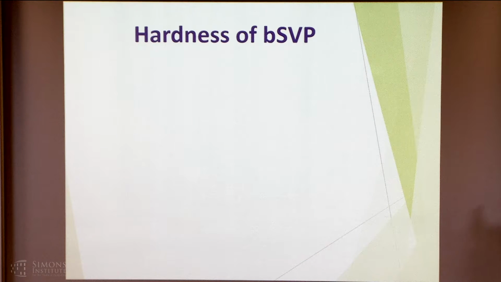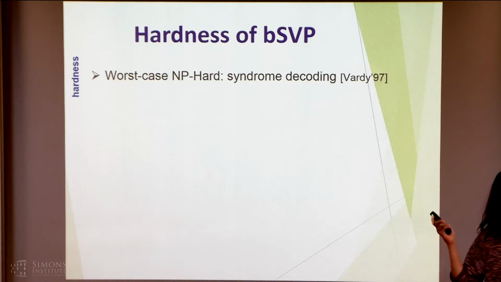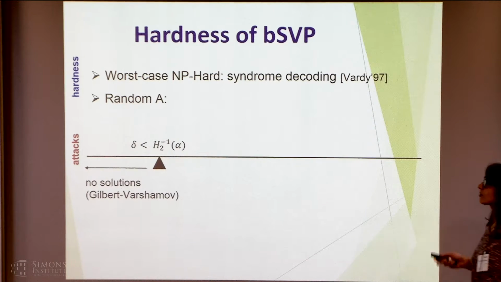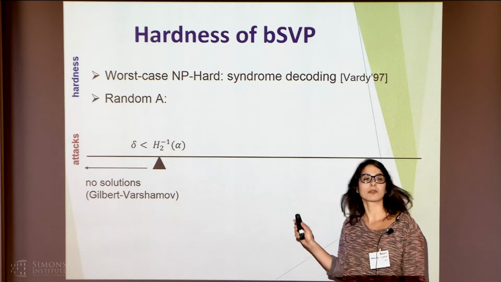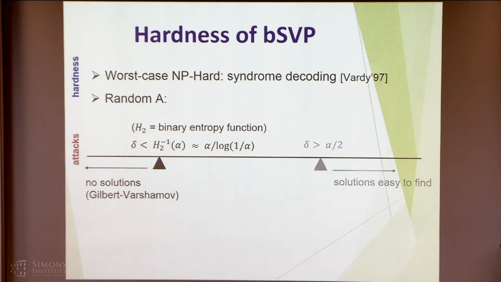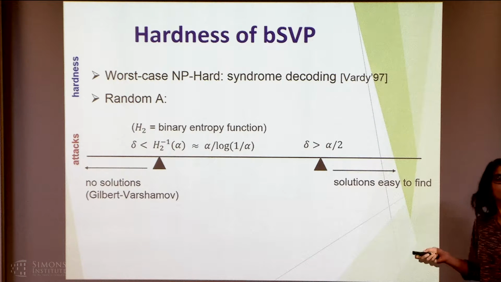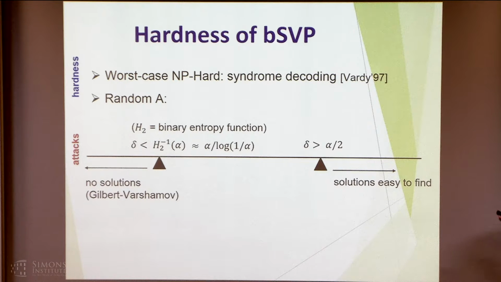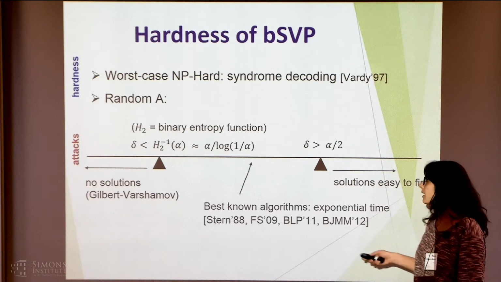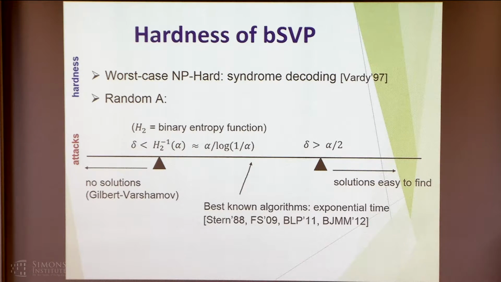Okay, so how can we assume this problem is hard? We already showed that in the worst case, it's NP-hard. And we know that when A is random, from the Gilbert-Varshamov bound, when delta is smaller than the inverse entropy function, there is no solution. On the other hand, when delta is larger than half n alpha, we can find a solution efficiently. So we want to use the hardness of this gap. And as far as we know, all known algorithms run in exponential time.